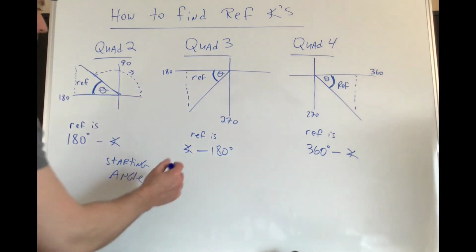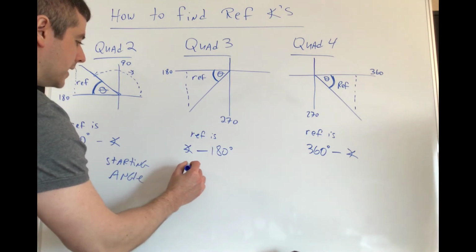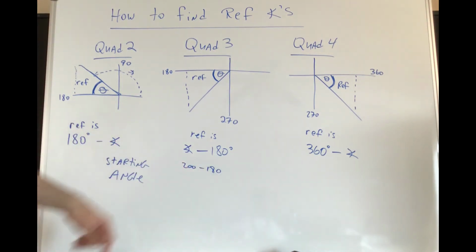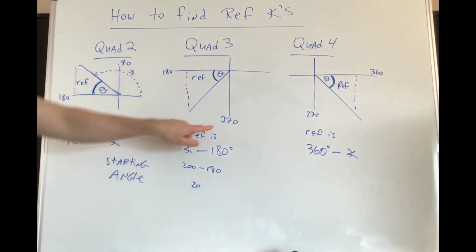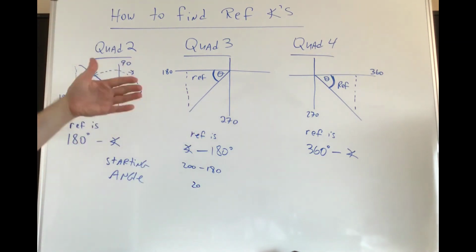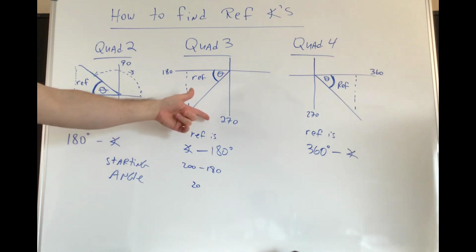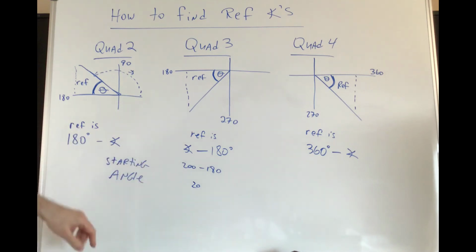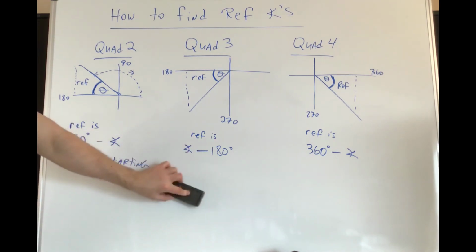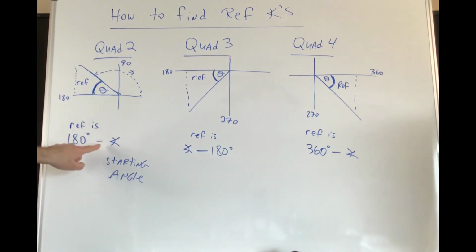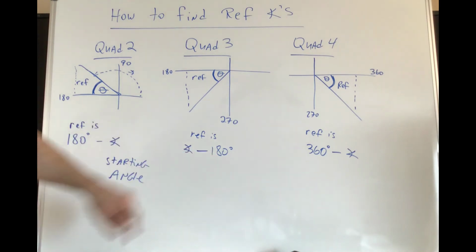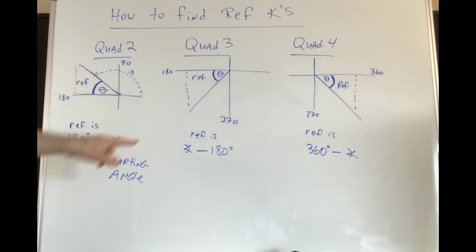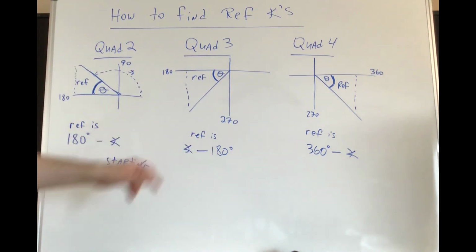It would be 70. If you have to use 180, like the example I did, that's what I got, right? I did 200, take away 180, and I got 20. If you use 270, you don't get the right thing. 270 take away 200 is not 20. The reference angle is 20 for 200 degrees. So you have to make sure it's the starting angle take away 180. So look, you're using 180 twice. You're using it in quad 2 and you're using it in quad 3. It's just reversed. You see how it flips?